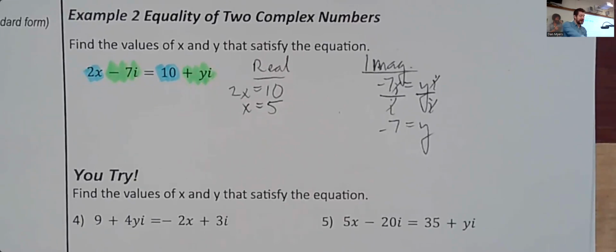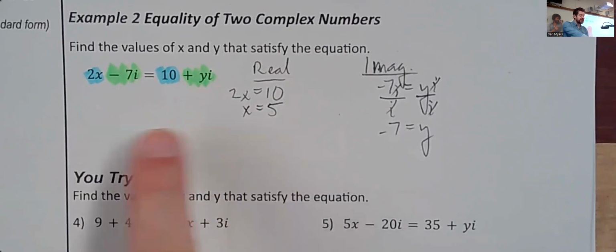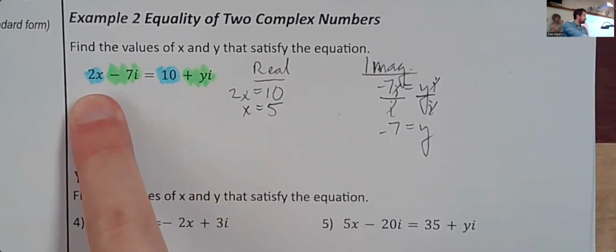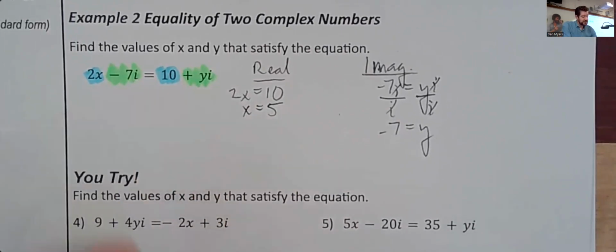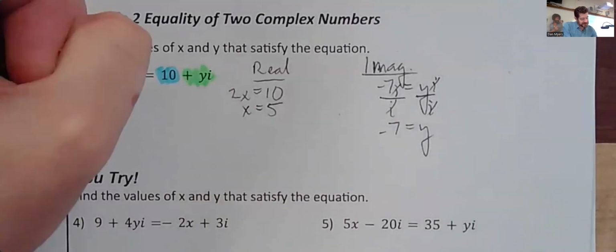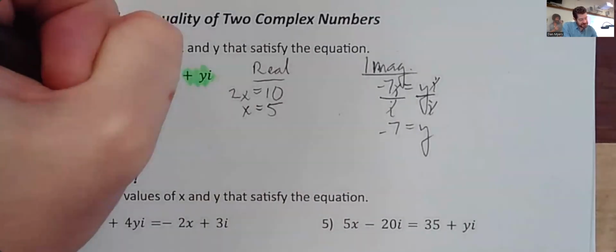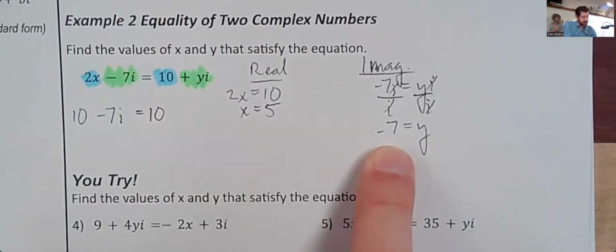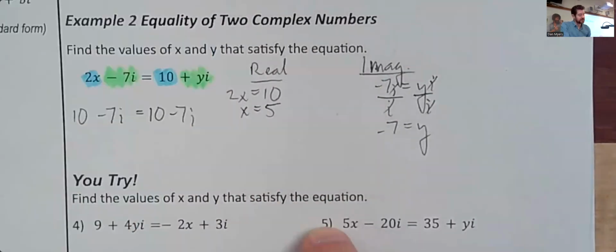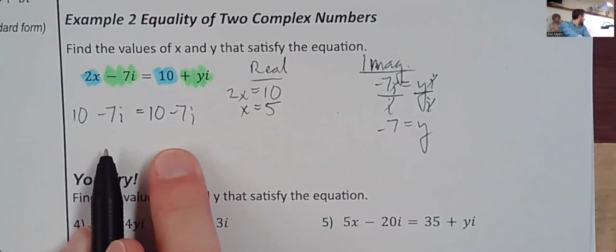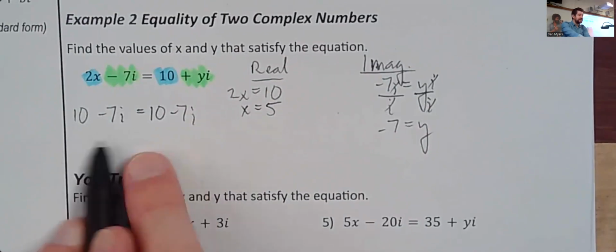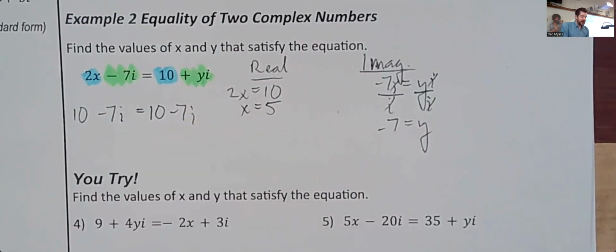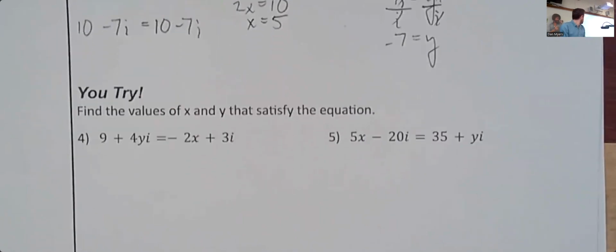And if you think about going back here, what is 2 times 5 over here? 10. So this would be 10 minus 7i. What did y equal? -7, so minus 7i. There you go. You can substitute them back in, make sure they work, and look at that, same number. Same complex number on both sides. So let's try the next one.